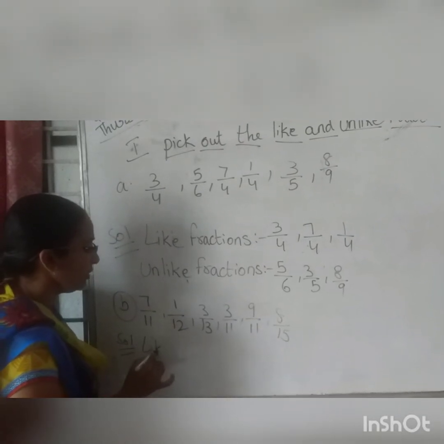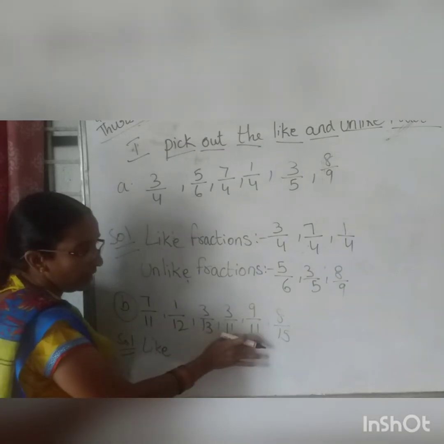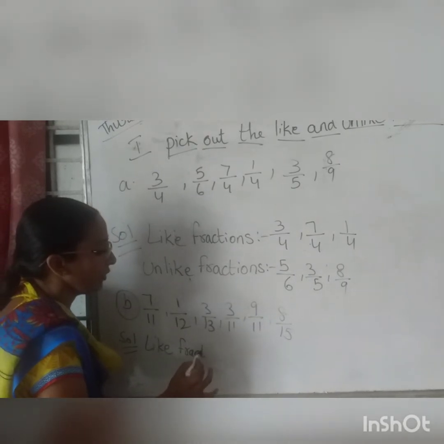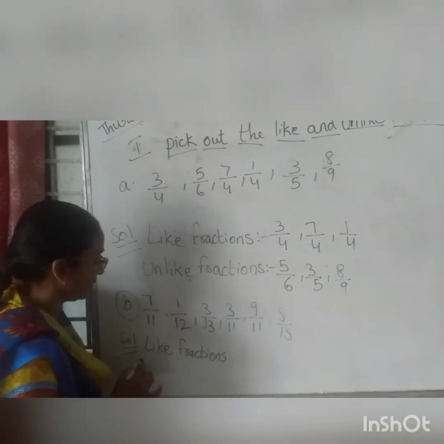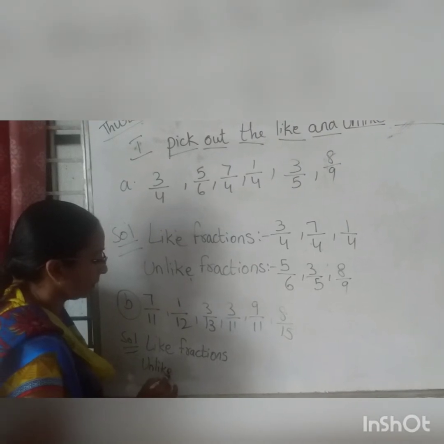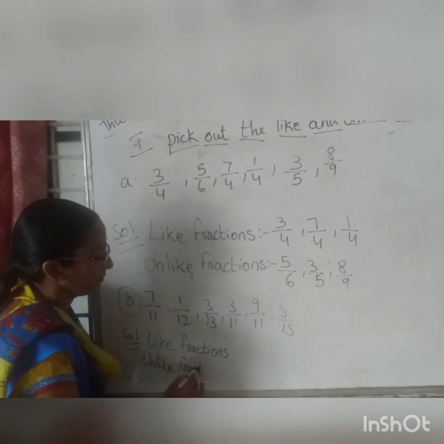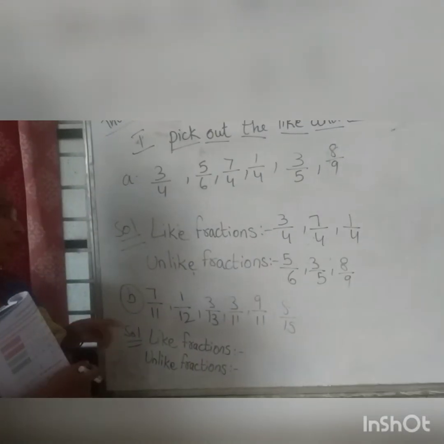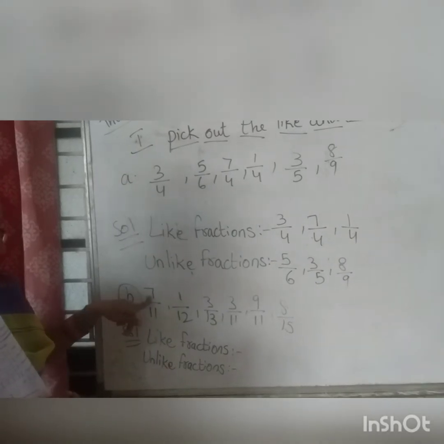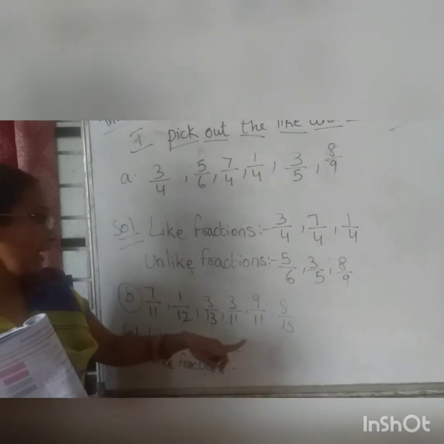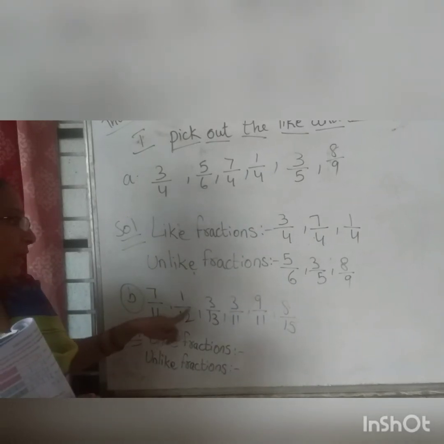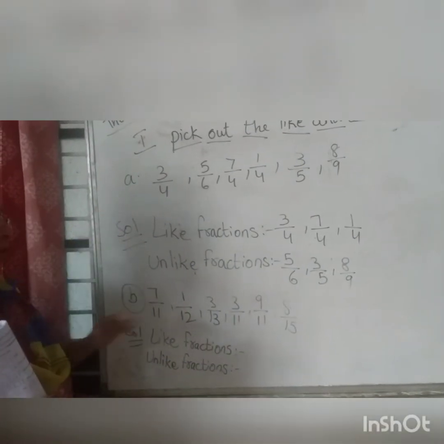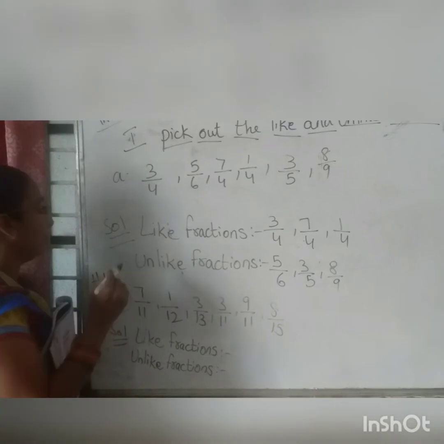Like fractions, that means the ones whose denominator is the same, the ones below. These 3 fractions are like fractions, and those for which the denominators are different are known as unlike fractions. You are going to write this by yourself. What to write? Like fractions: 7/11, 3/11, 9/11. And what are unlike fractions? 1/12, 3/13 and 8/15. Okay? One I wrote for you, one is for homework.